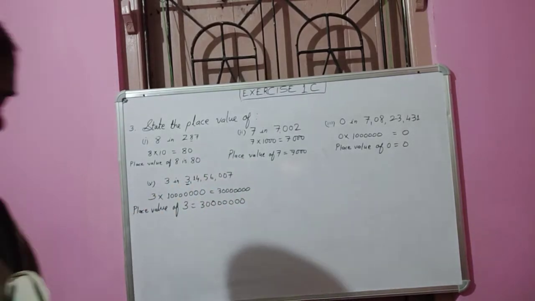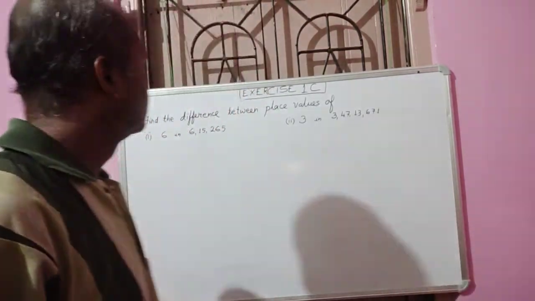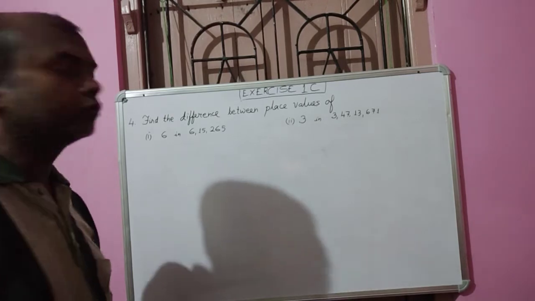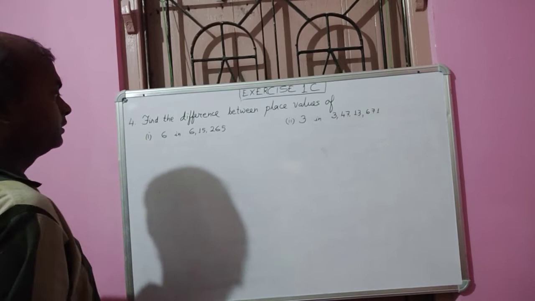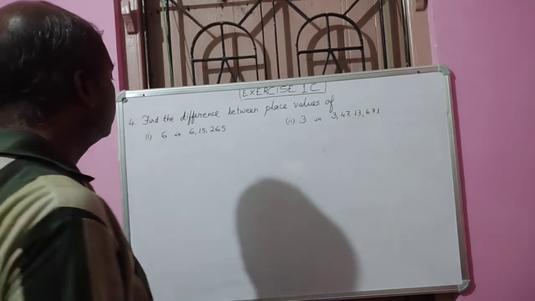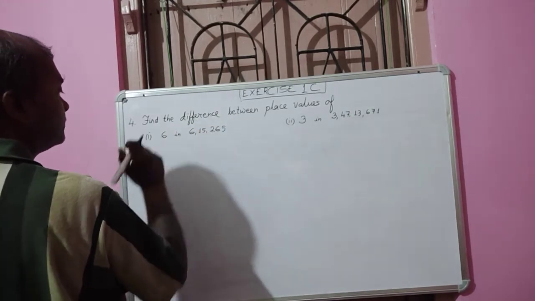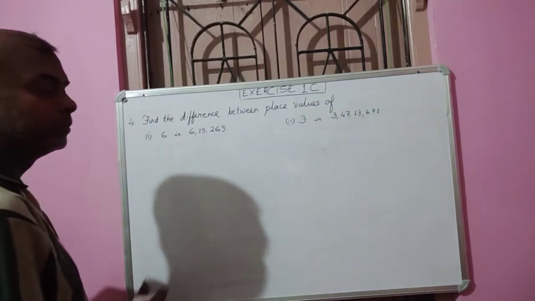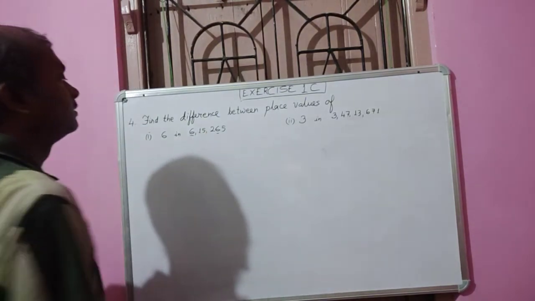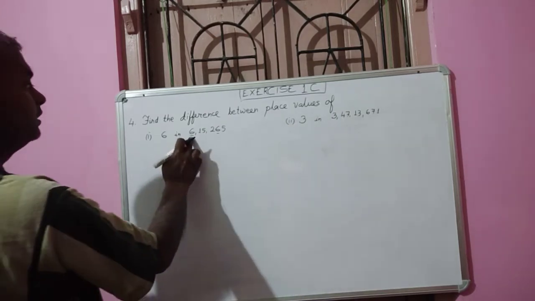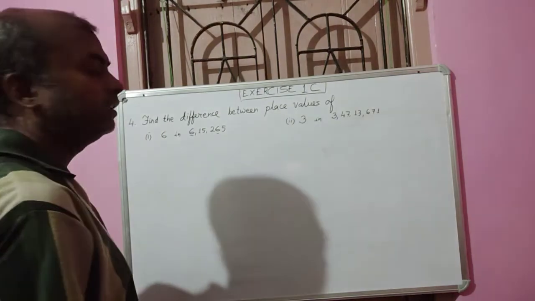Okay, so this question is over. Coming to the fourth question, this is also related with place value. I am coming to the first part. In the first part, they have asked us to find the difference between place value of 6. Now you see in this particular number, 6 is there in two places. 6 is here as well as here. So here what is the place value of 6 and here what is the place value of 6? You have to find their difference.